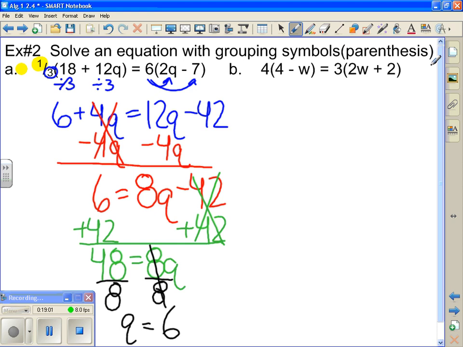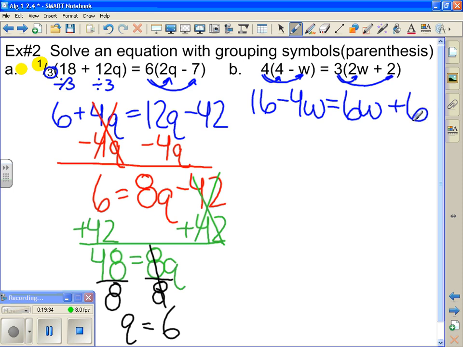All right, B. So we're going to start with the distributive property. 4 times 4 makes, that's right, 16. 4 times minus W, good, minus 4W. Now we'll move on to the second parentheses. 3 times 2W, good, 6W. And 3 times 2, excellent, 6. There's no like terms, so you should have skipped steps 2 and 3.